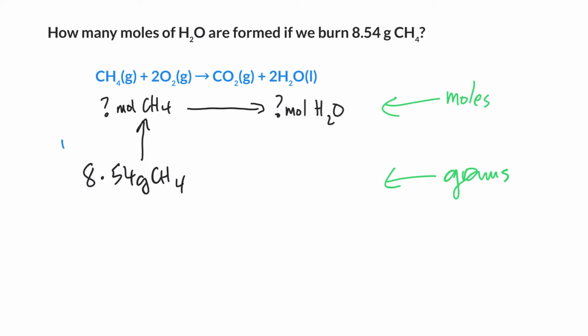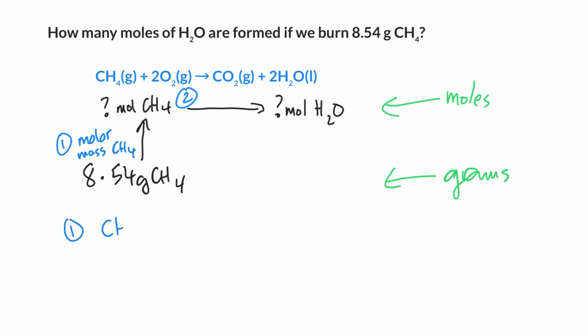So we can go ahead and number them. That's step 1 and that's step 2. Step 1 requires us to go from grams to moles. So we know how to do that. We need the molar mass of methane. The molar mass is the mass that 1 mole would weigh. And how do we do that?